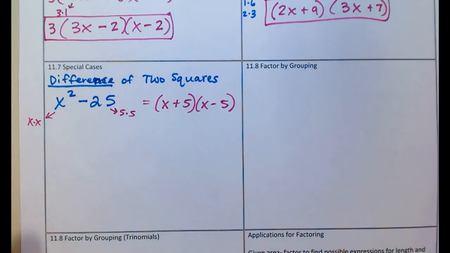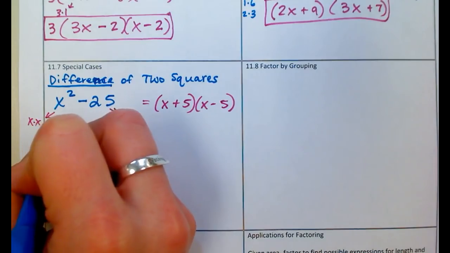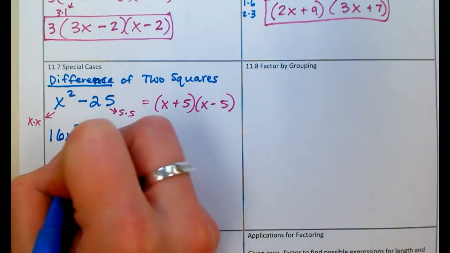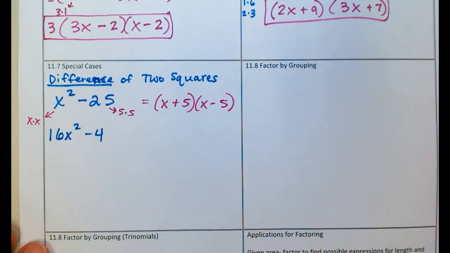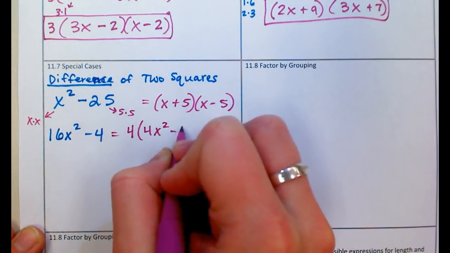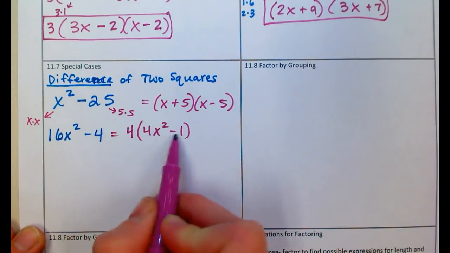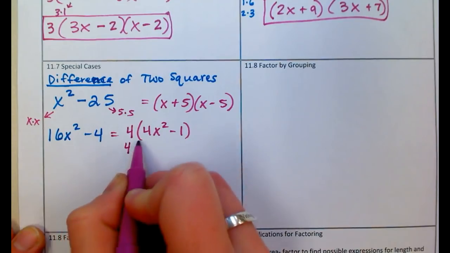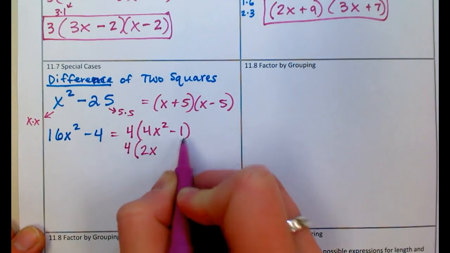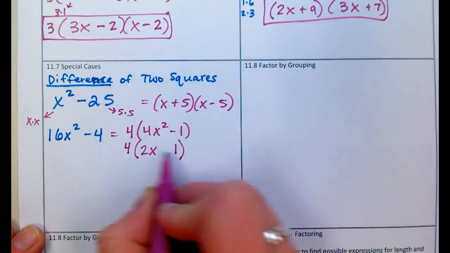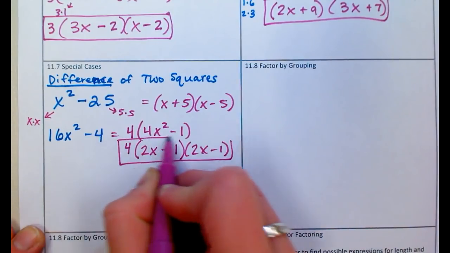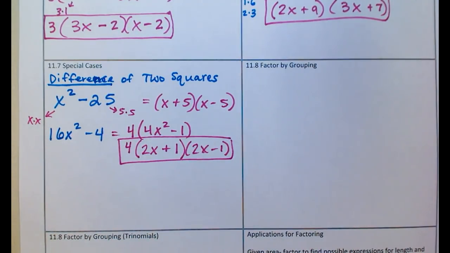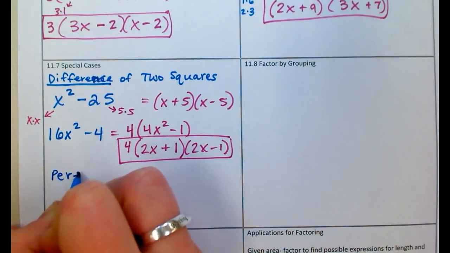Now, we also had problems like 16x squared minus 4 when we had a GCF first. So a GCF of 16 and 4 is 4, which would leave 4x squared minus 1. And then I have the difference of two squares. So putting 4 on the outside, the square root of 4x squared is 2x, and of 1 is 1. So I have 2x plus 1 and 2x minus 1. The second one that we did was a perfect square trinomial.